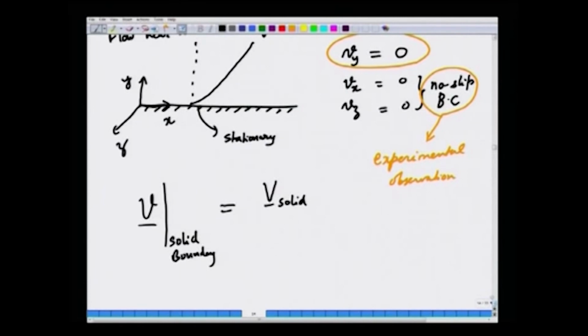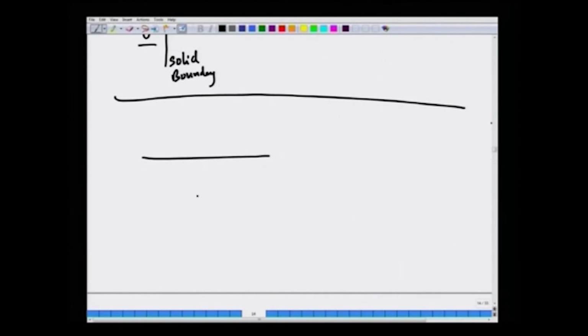Now, it is not that you will always have only fluid flow past a solid surface, you may often have flow of two immiscible liquids past each other. So, let us say x, then y, and the third direction is z. This is liquid 1, this is liquid 2.